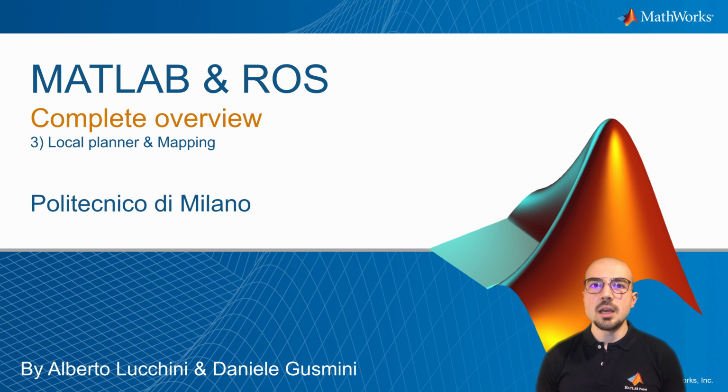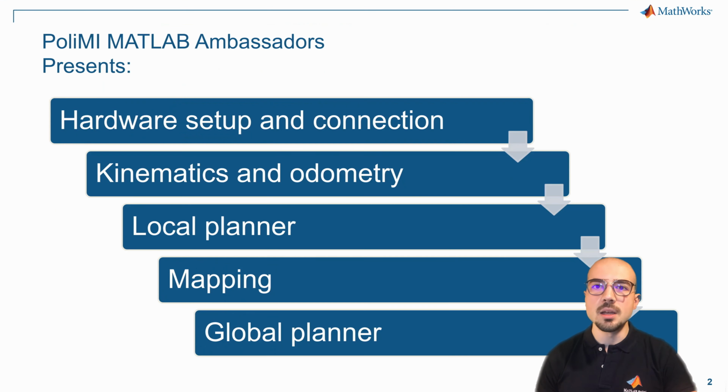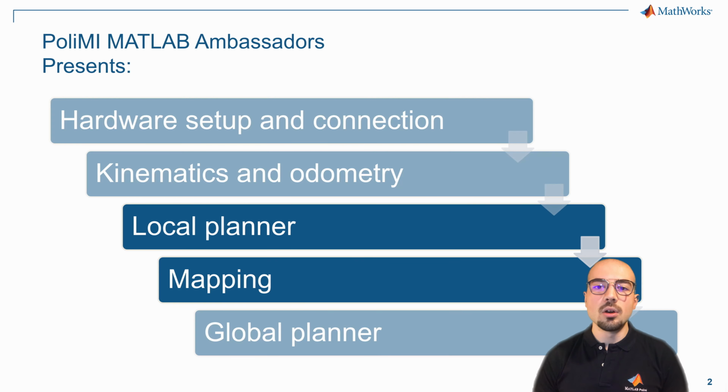Today we are going to speak about MATLAB and ROS, and in particular this is the third episode of the series MATLAB and ROS Complete Overview. In the past episode we saw the hardware connection and the hardware itself of the robot, the kinematics and odometry. Today we are going to look at the local planner and the mapping, and in the future there will be an episode about the global planner. So let's go ahead and see what this presentation is about.